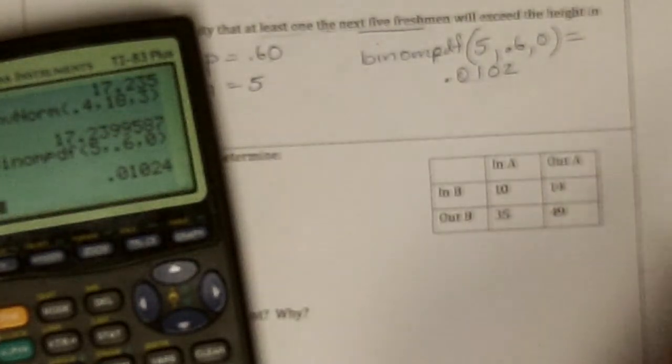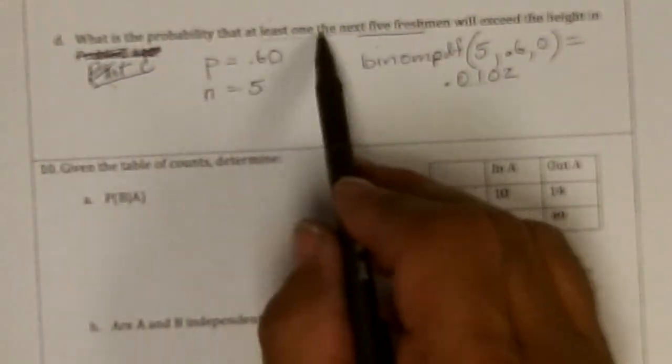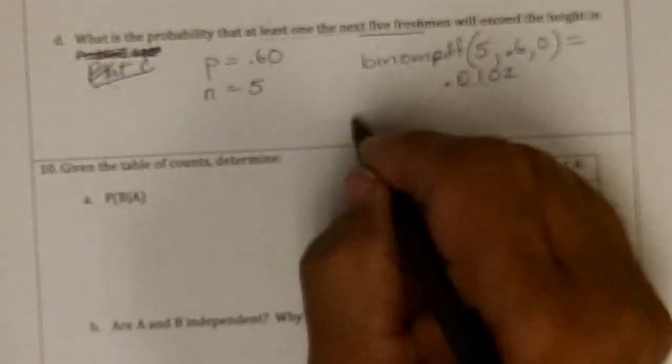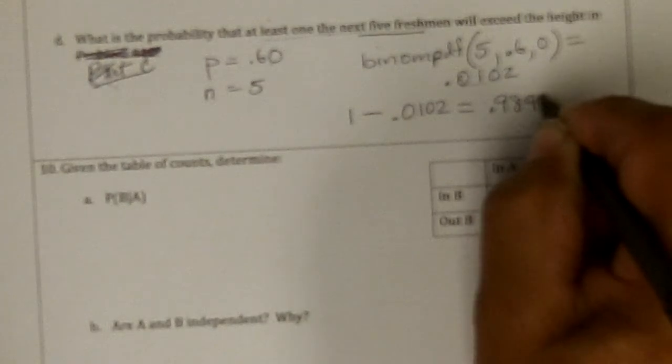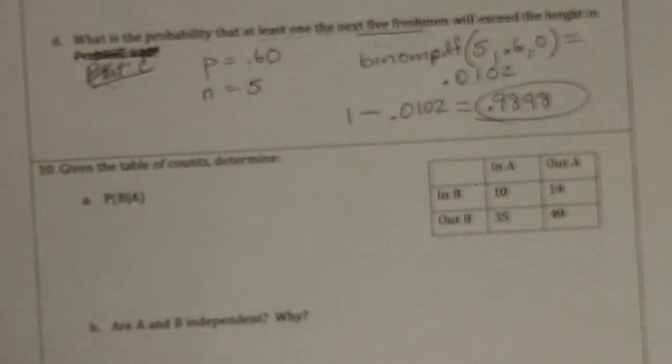So 0.01, and that would be getting 0, and everything else would be at least 1, so I'd have to do 1 minus 0.0102, which is 0.9898. That's the probability that at least one of the next 5 freshmen will exceed the height of 17.24 inches.